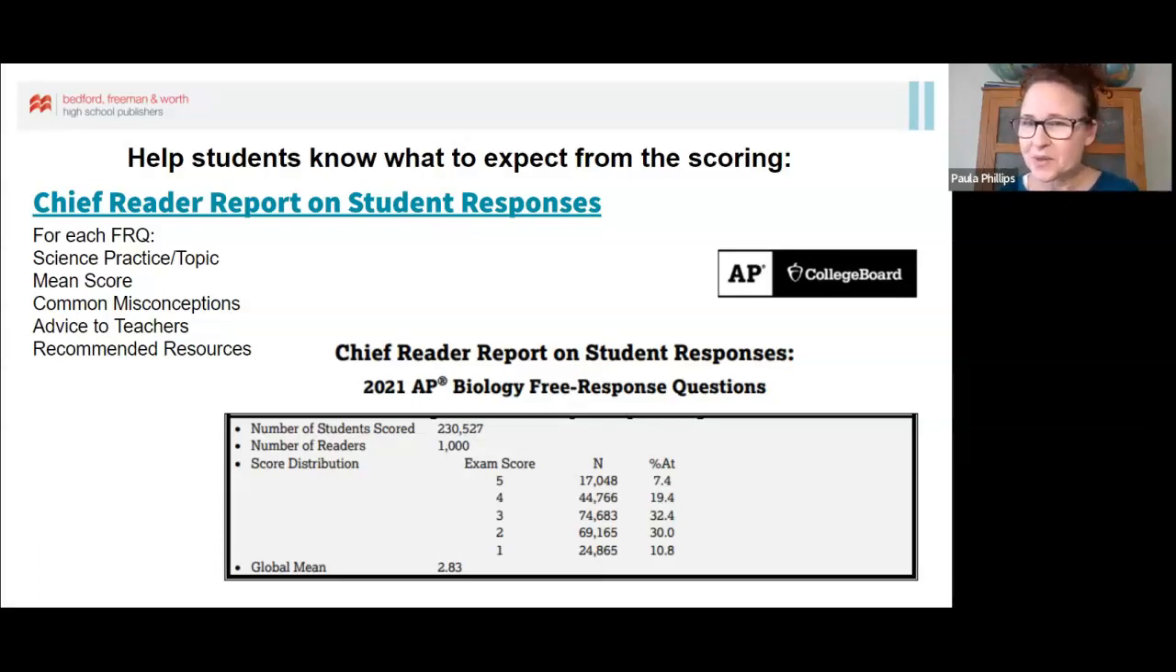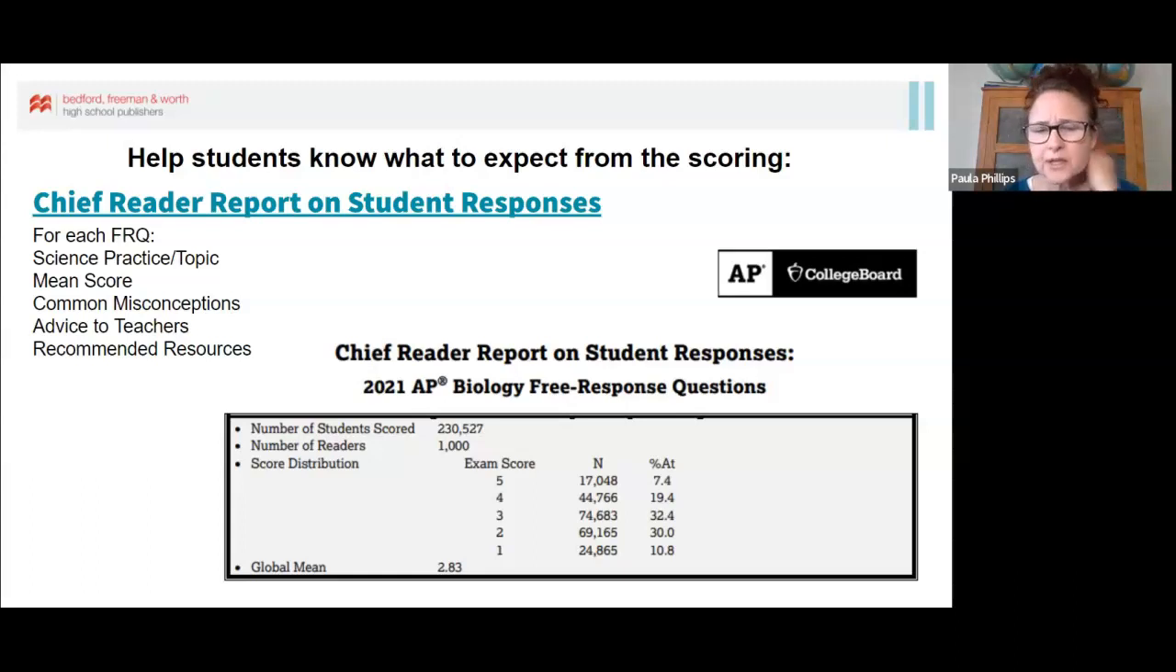It obviously indicates what the question was, what the students were being asked, but it also shows the mean score for that question, common misconceptions, and we want to look at an example. Advice to teachers, which I think is important. Advice to teachers is, hey, here are some common misconceptions. How can we make sure that students are not continuing to make these kinds of mistakes? And then there are some recommended resources on there.